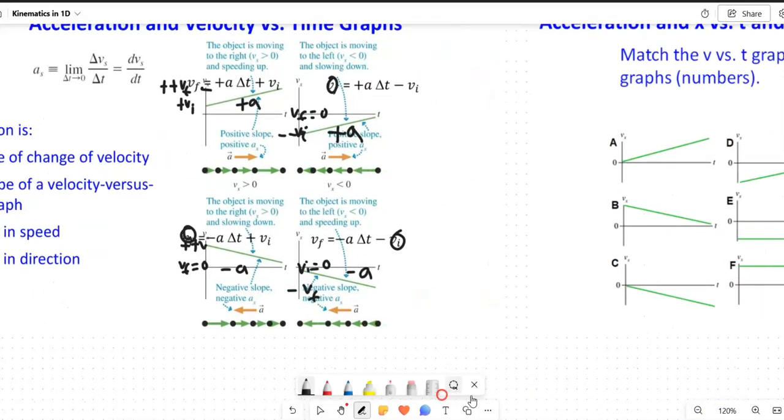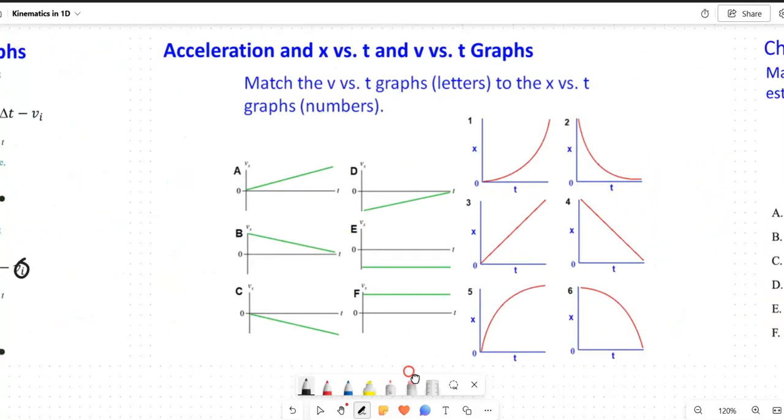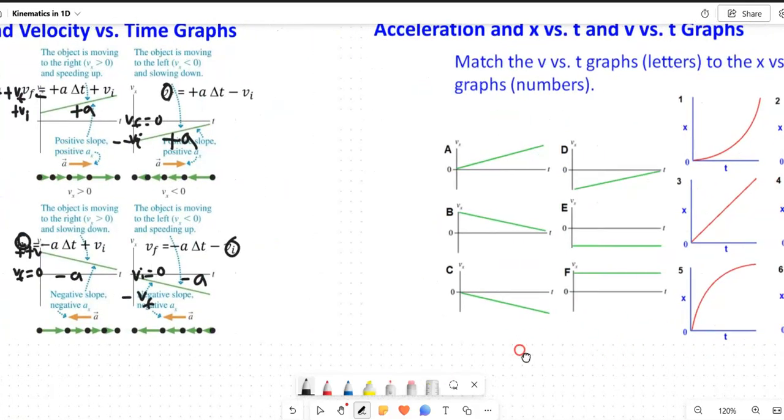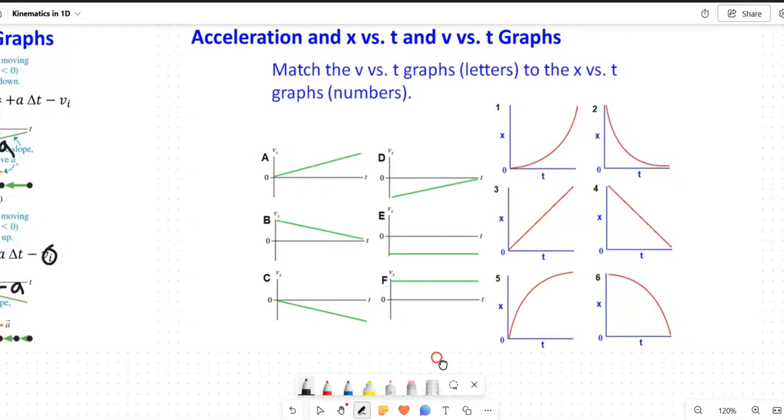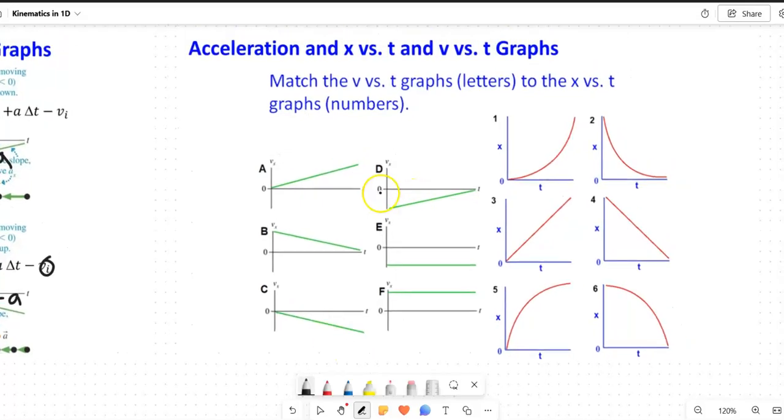Okay? So I want you, based on what you just learned, to try this exercise. I want you to match letters to numbers. Which position versus time graphs match acceleration versus time graphs? Okay, so I want you to take a moment, and the way we just talked about position versus time graph and velocity versus time graph, I want you to reason through how to match up numbers to letters. Okay, pause the video now.